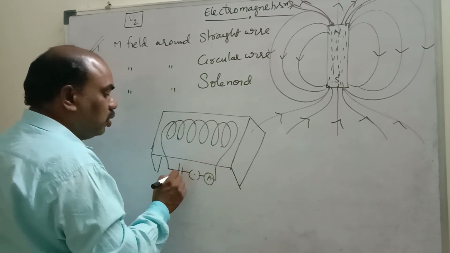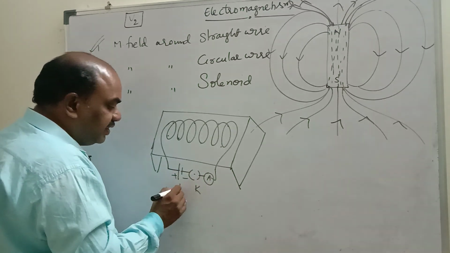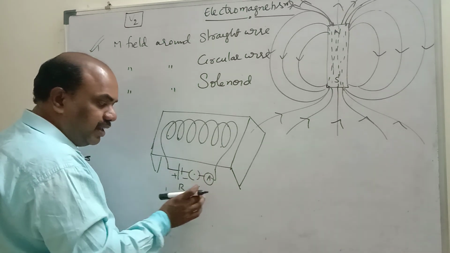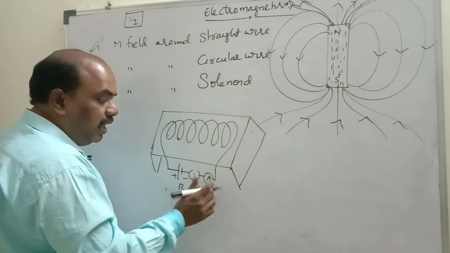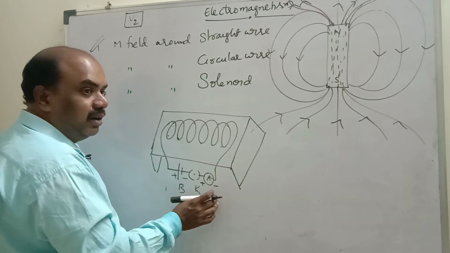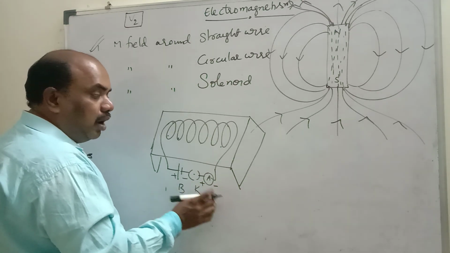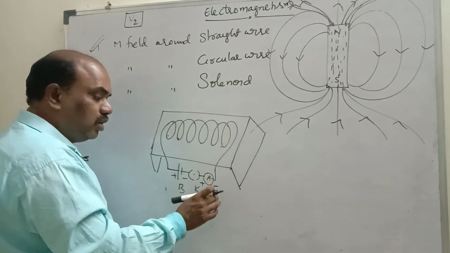This is called a solenoid. This is the battery. The battery provides potential difference. Plug key to allow or stop the current. The ammeter measures the current in amperes. How many amperes of current are flowing in the circuit, we will measure.